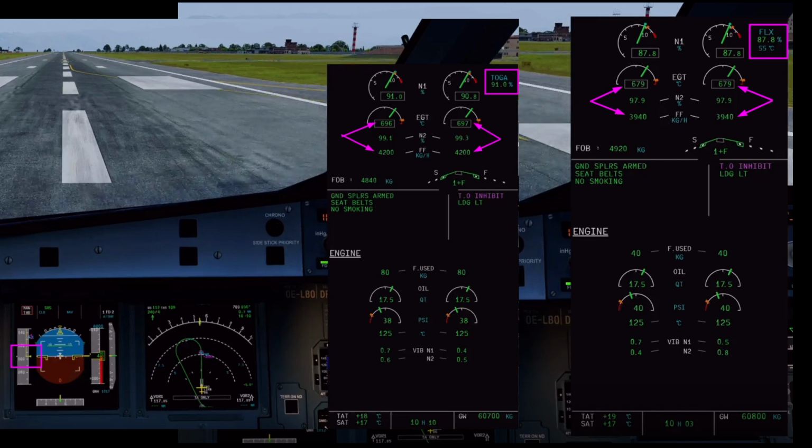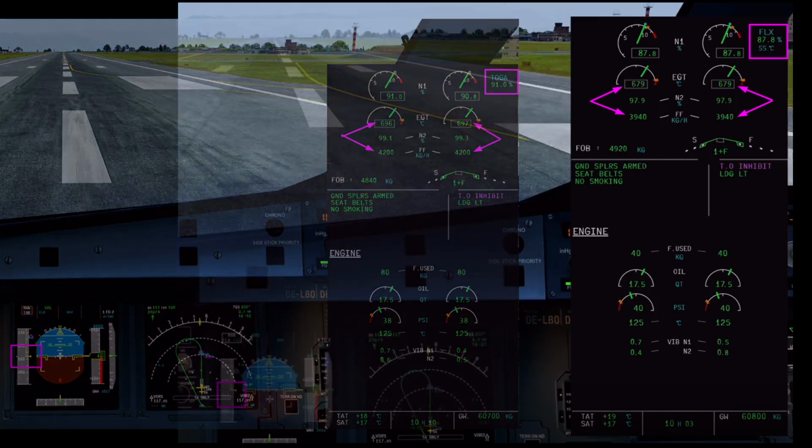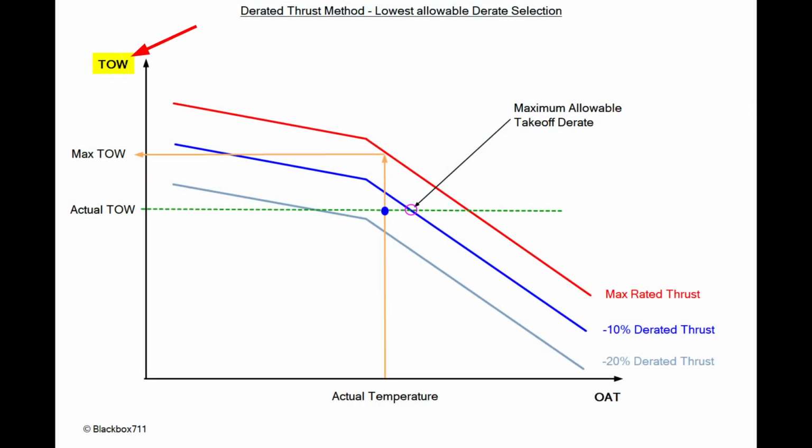Now let's have a look at the derated thrust method. And for this, we'll pull up another chart. Here on the left scale, you can see the takeoff weight values, and the lower one is again the outside air temperature. So derated thrust is simply a fixed percentage value of thrust below the max rated thrust. So in these instances here, we have minus 10% or minus 20%. Quite often those would be called TO1 and TO2. So in this chart, anywhere on the red line showing max rated thrust, you can see the corresponding maximum takeoff weight, and of course that is for a given outside air temperature.